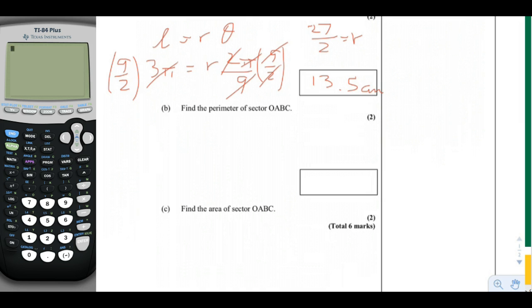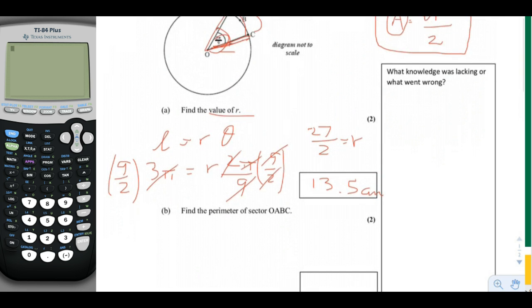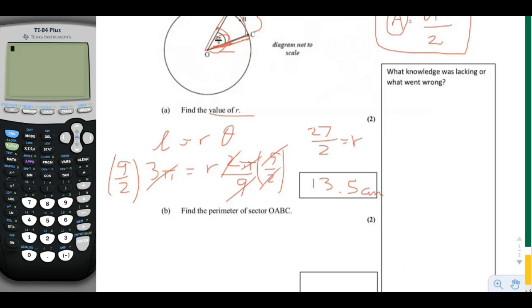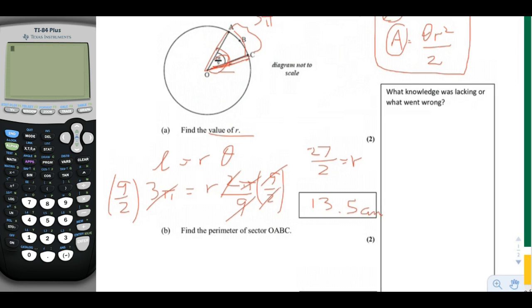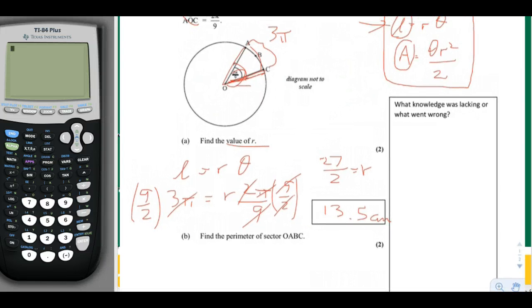So find the perimeter of the sector ABC. Okay. So they're saying perimeter. Perimeter for a rectangle is something we're very familiar with. Perimeter for a circle or like an arc is not something we're really familiar with, but it's the same thing. It's the amount of fence you would put around the property.